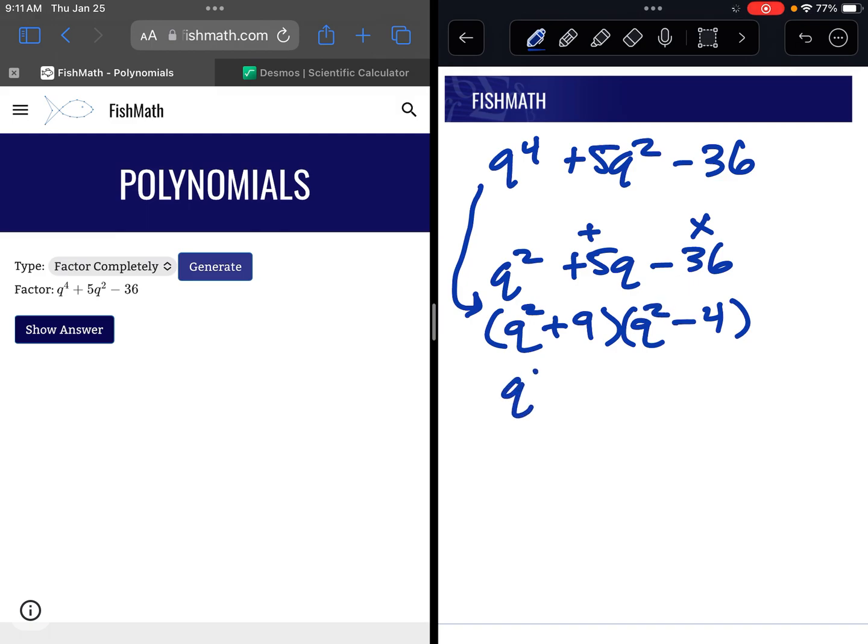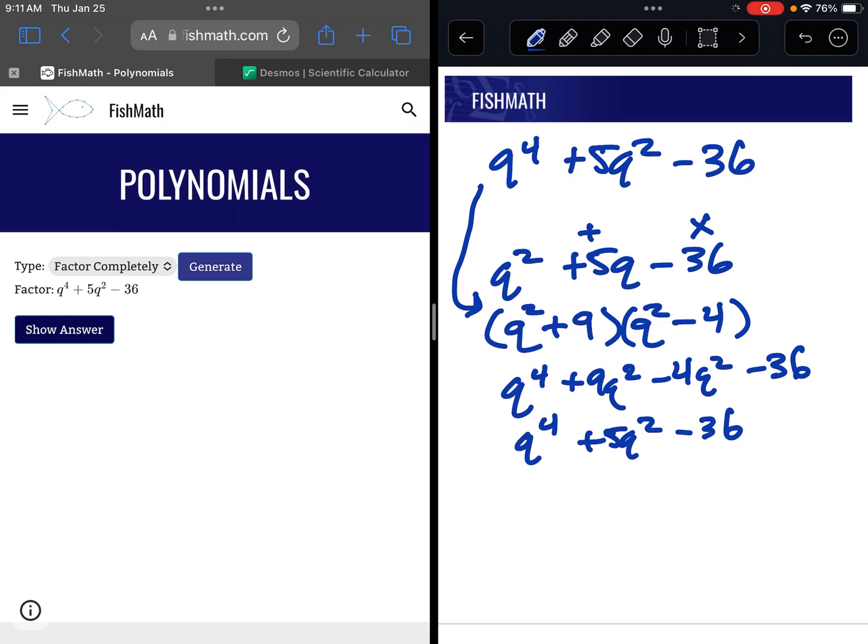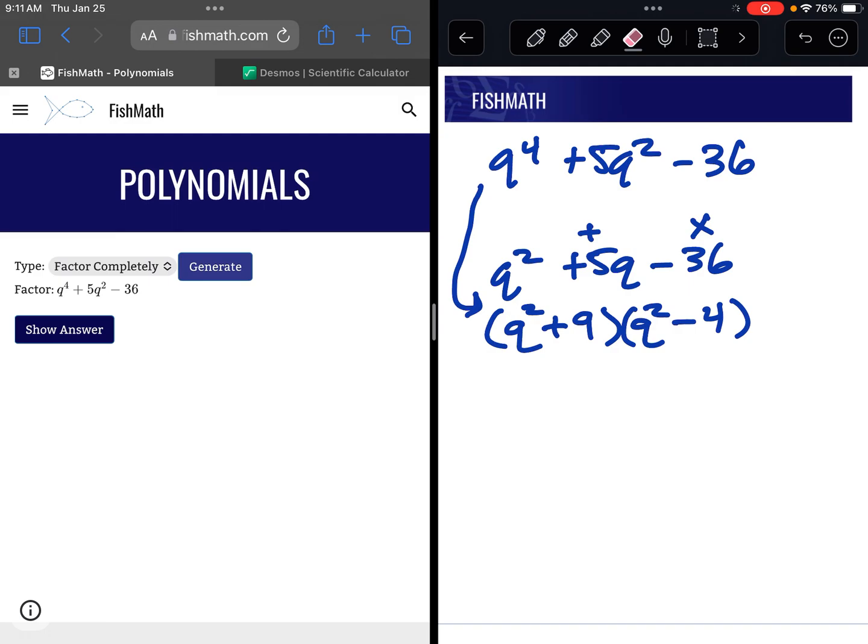Then if you multiply this out, you're going to get q to the fourth plus 9q squared minus 4q squared minus 36, which gets you back to the original, q to the fourth plus 5q squared minus 36. So that does work, but we're actually not factored completely enough. We have to keep going.